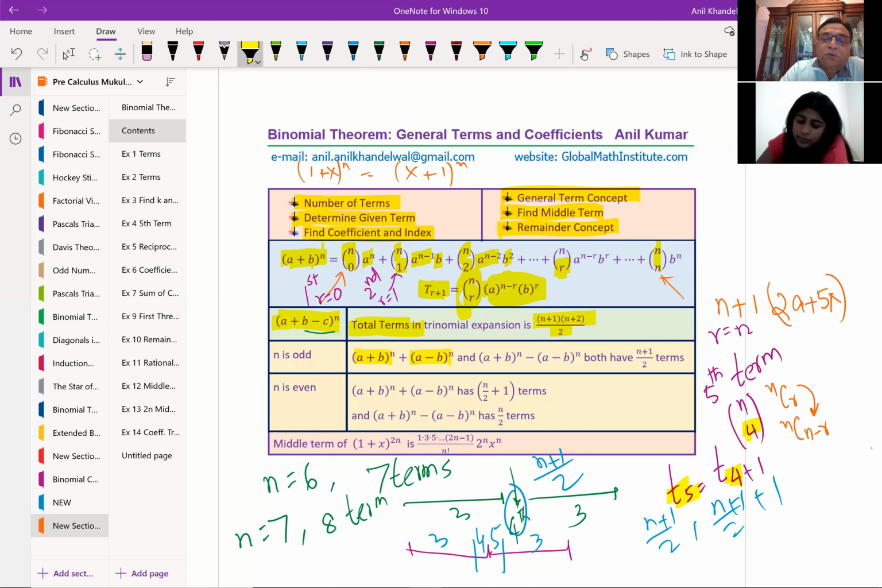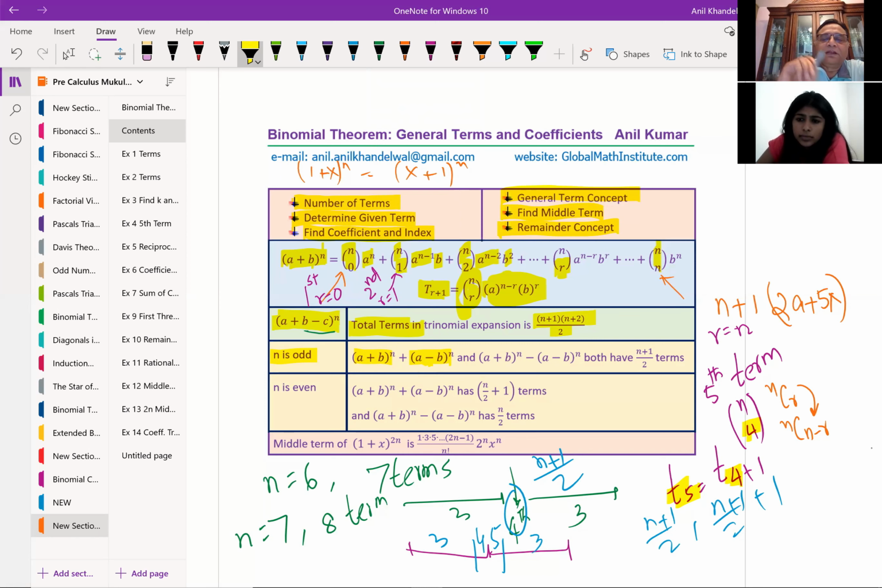So if n is odd, that means we have something like power 7. In that case, we have an even number of terms, and there are two middle terms, correct? Alternate terms are negative when you do a minus b. So when I do a minus b, odd powers of b will become negative.